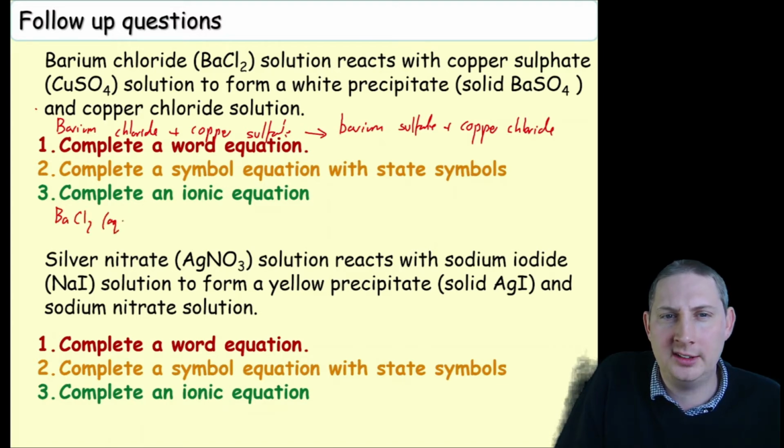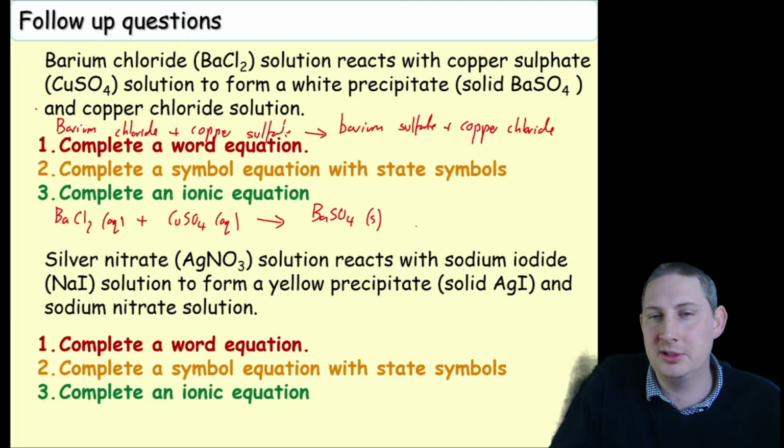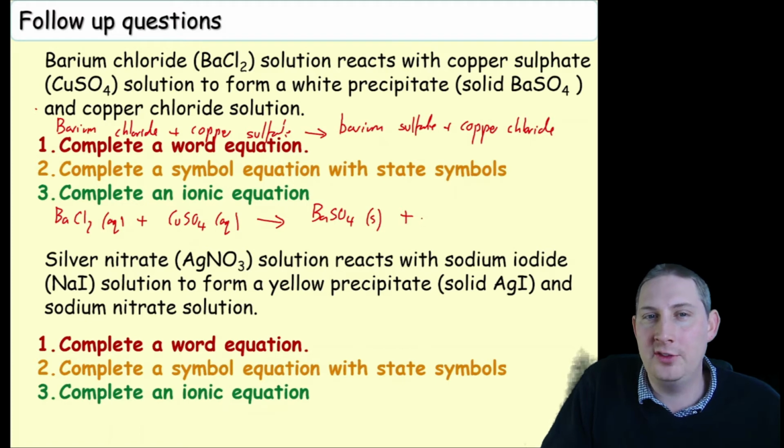BaCl2 aqueous plus CuSO4 aqueous going to BaSO4 solid, that's the precipitate, plus copper chloride. Well, we're not given the formula for copper chloride, but it's clear here, we know that sulfate's 2 minus, so the copper must be 2 plus, so Cu2+. And we know that chloride is Cl minus because it's in group 7, so it must be CuCl2, and that's the solution, so it must be aqueous.